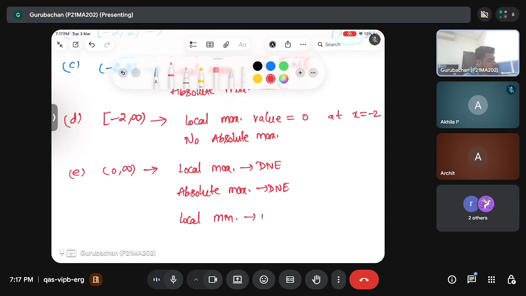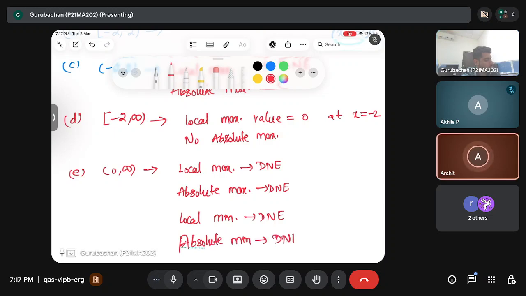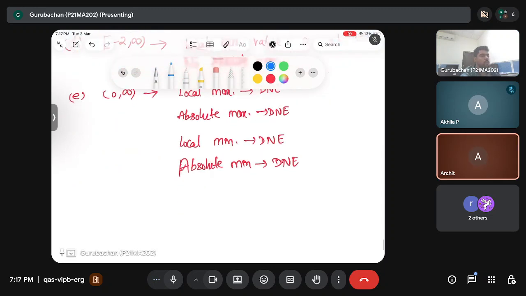Local minima does not exist because 0 has been excluded, and absolute minima will also not exist. Can we take infinity as local maxima or absolute maximum value? No, we are talking about values in R. So infinity does not belong to R. How do we write infinity? We write it with an open bracket, not closed. So infinity does not belong to R.